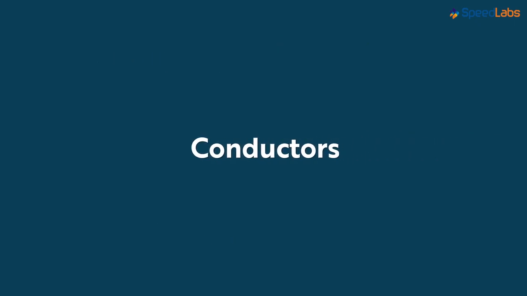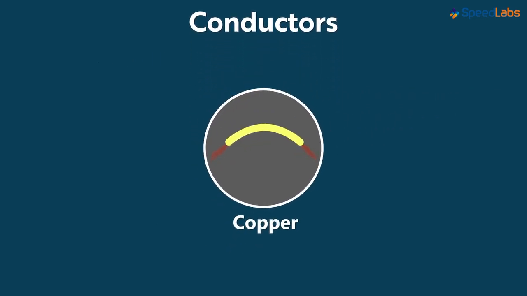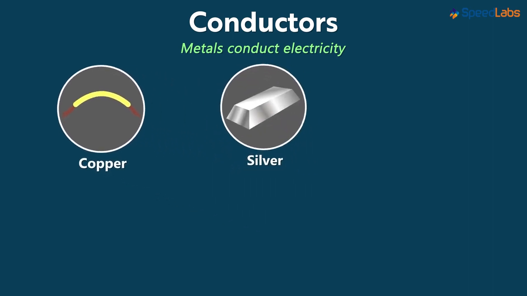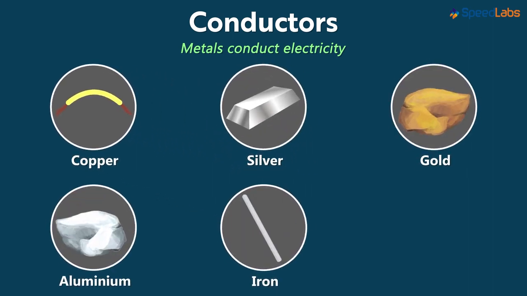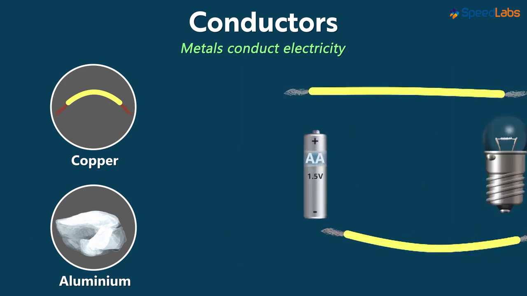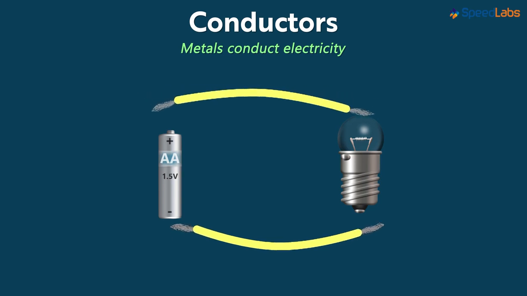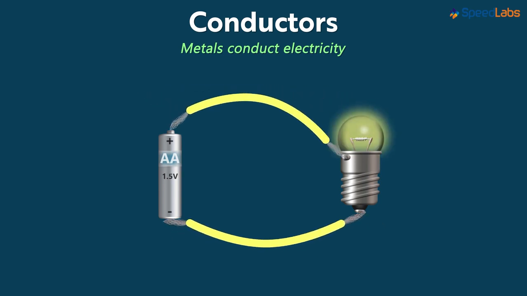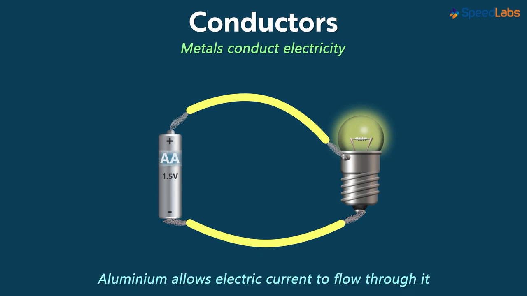Let's study a bit about conductors first. Besides copper, what are the other materials that conduct electricity? Almost all metals conduct electricity. Silver, gold, aluminium, iron and mercury are a few other examples of metals that conduct electric current. If you replace copper wires in our circuit with aluminium ones, then you will find that the bulb is still glowing. This proves that aluminium allows electric current to flow through it.